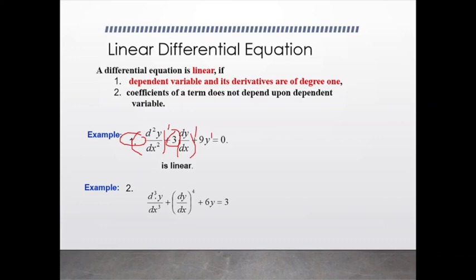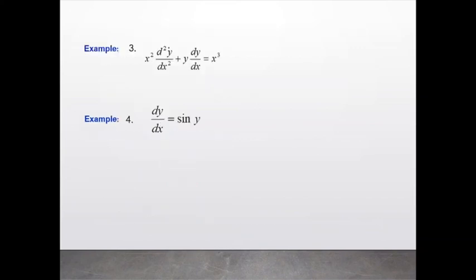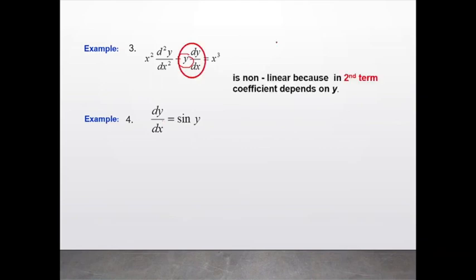Okay. So the next, we take a look. The variable and its derivatives should be of degree 1. As you can see, the second term here is raised to the power of 4. So therefore, this is nonlinear. For this one, the derivatives are of degree 1. However, this coefficient is dependent upon the dependent variable. So therefore, this is also nonlinear.